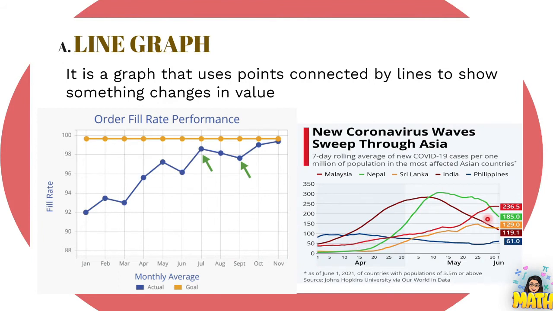Another one, we have this. Kahit hindi natin makita yung mga points dahil masyadong marami, makikita pa rin natin yung trend ng bawat data. Let's say, for example, for the Philippines, we have color blue. This is the new coronavirus waves. From April na medyo mataas, pababa naman ito nung May at medyo paakyat ng June. So, mas madaling makita yung trend or pag-change ng value ng ating data. That is what we call the line graph.